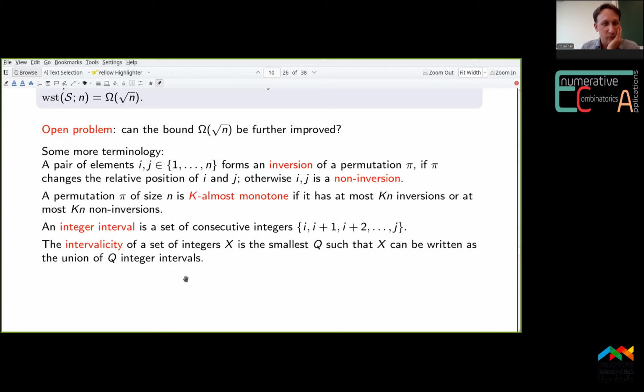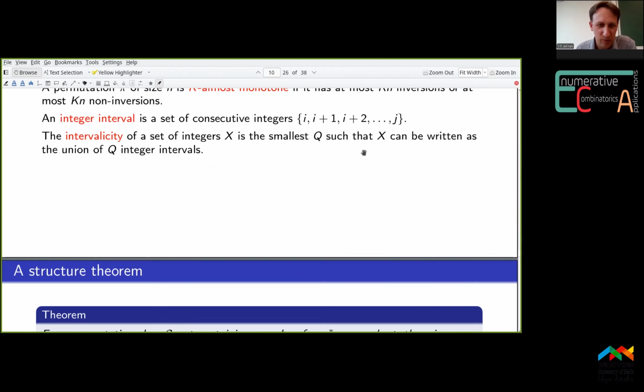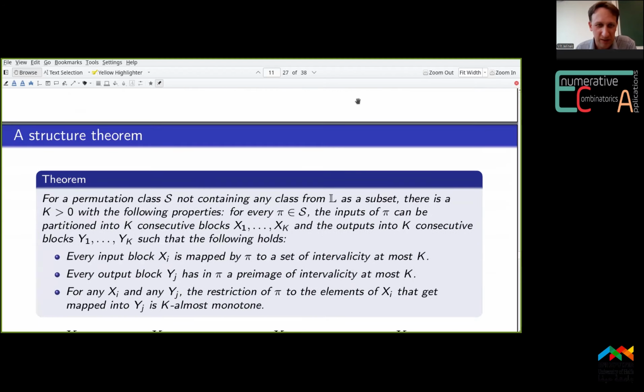And well, two more bits of terminology. An integer interval is just a set of consecutive integers. And the intervalicity of a set of integers is the smallest number q such that the set can be written as a union of q integer intervals. And with all this terminology, the first ingredient in my attempt to prove a lower bound for sorting time of permutation classes is this structure theorem.